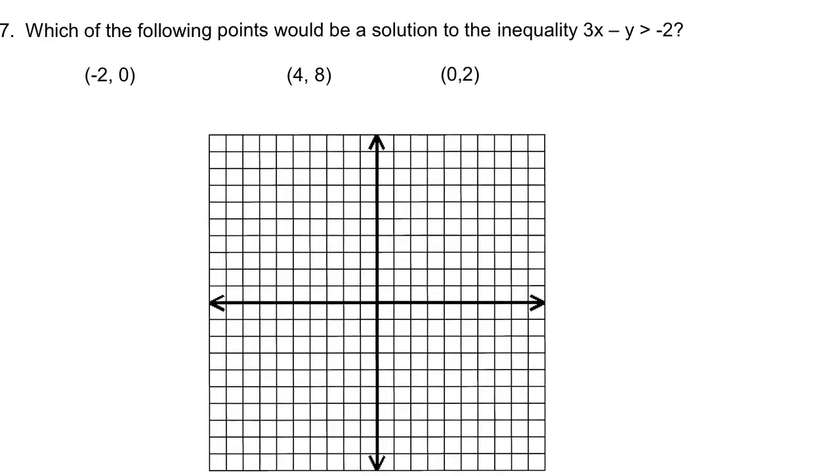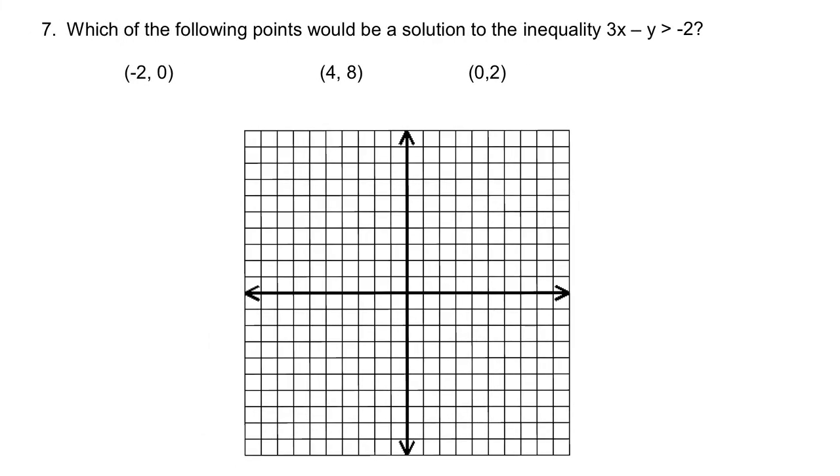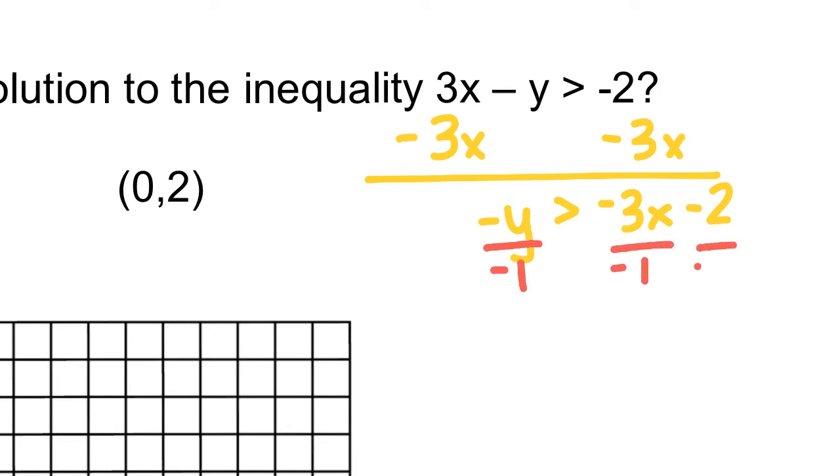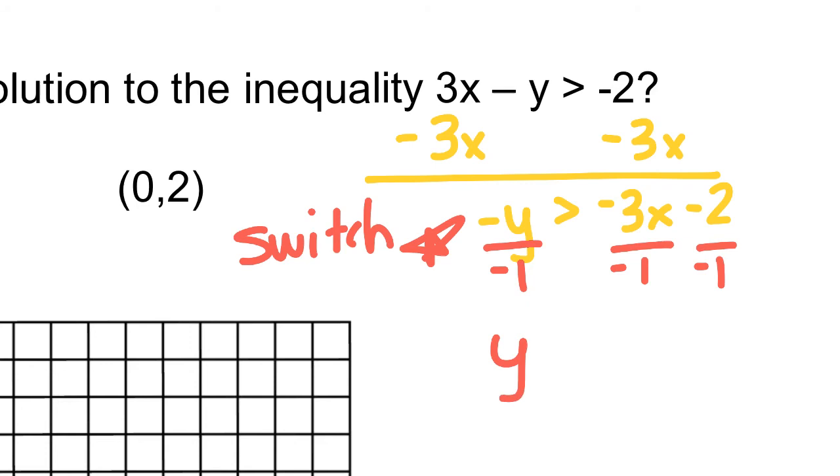Looking at the last question, which of the following points would be a solution to this inequality? First, please put your line in slope-intercept form. We'll begin by subtracting 3x from both sides. I'm going to put the 3x first so that it will be in slope-intercept form. Then I'll divide by -1 on each side. Do you hear something? You should hear bells, sirens, and whistles, because we're going to have to change that sign since we are dividing by a negative.